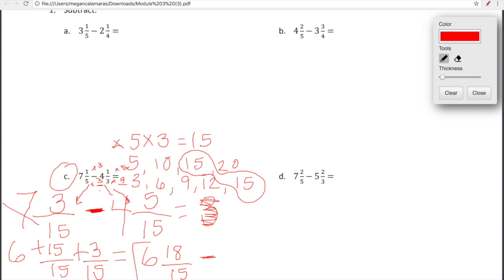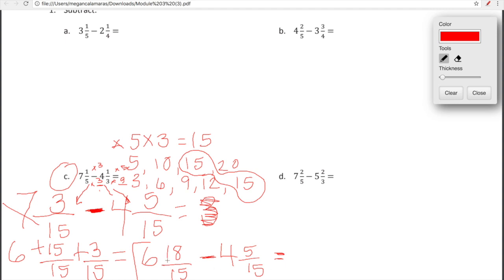Draw a rectangle. Pretend this is a new line. 6 and 18 fifteenths minus the 4 and 5 fifteenths. Let's see if we can do that now. This is actually a good one. I'm happy that we are being called to duty on this one.